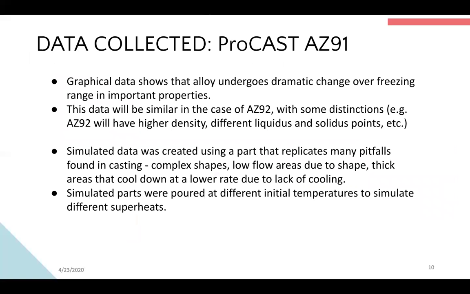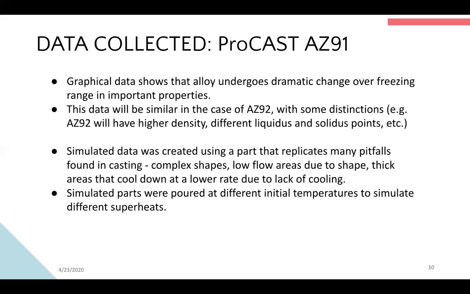The graphical data that we collected regarding AZ91 shows that AZ91 undergoes dramatic change over its freezing range in properties such as density, heat conductivity, and of course fraction solid over temperature. In the case of AZ92, these data will likely be similar with a few distinctions due to the differences in things like density and liquidus and solidus points.